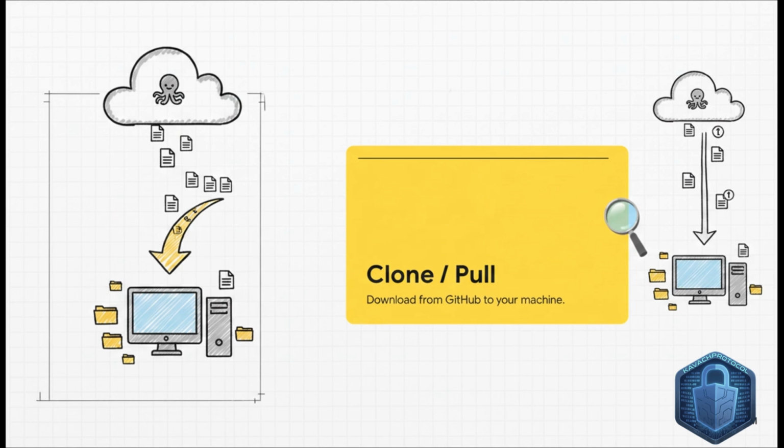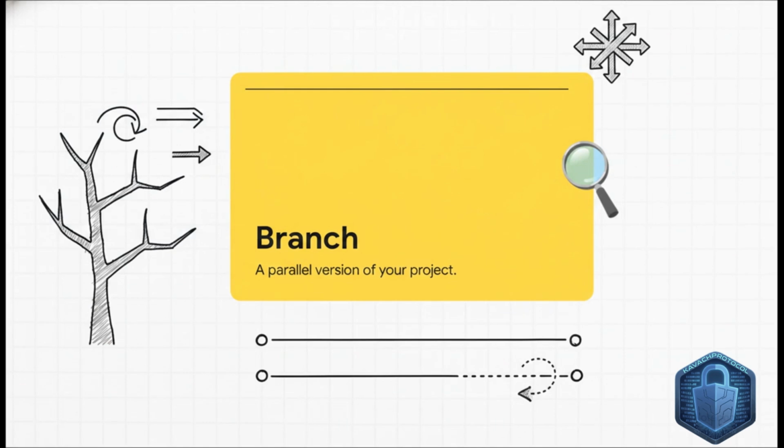Cloning downloads a brand new full copy of a GitHub repo to your computer from scratch. Pulling, however, simply brings in any new updates from GitHub that you don't already have locally. Understanding that difference is going to keep your projects perfectly synced. Next is a branch, and it is exactly what it sounds like, a parallel version of your project. Branches let you work on fun, experimental new things without breaking your main project.